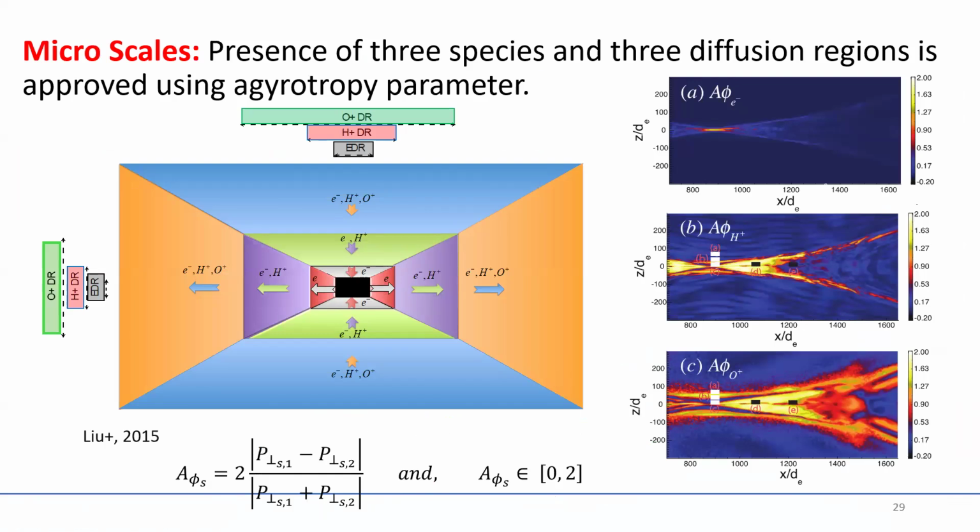I see. And the second question: the magnetotail plasma is typically in the collisionless regime. Mm-hmm. And under the collisionless regime, the plasma distribution is not really Maxwellian. So in that case, how do you define the pressure? It's a really naive question.